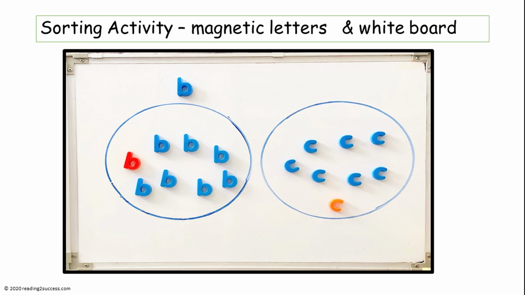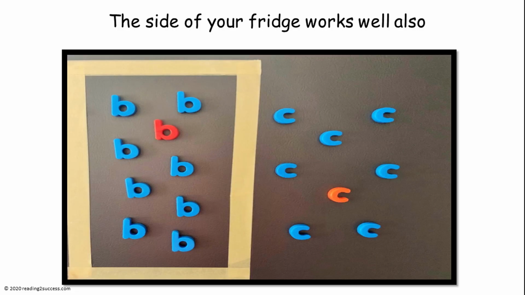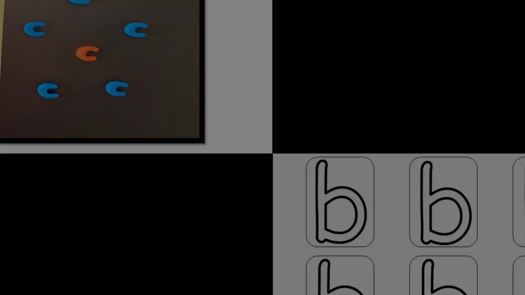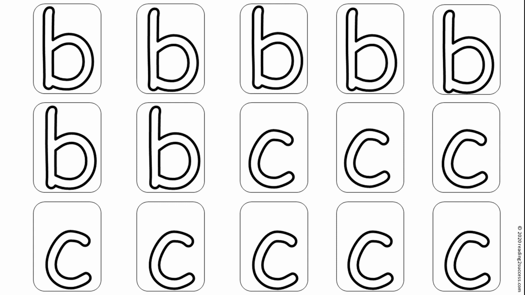Have kids sort all of the letter B's into one circle and all the letters that are not a B into the other circle. The side of your refrigerator also works well to sort magnetic letters. If you don't have magnetic letters, use this template, cut out the letters, and then have kids sort them on paper.